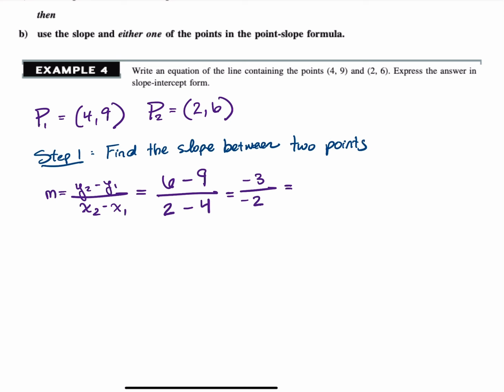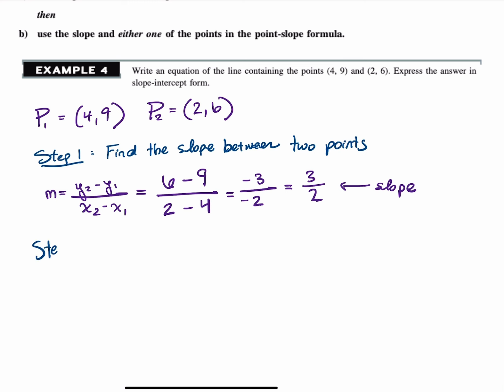Then since both the numerator and the denominator are negative, that'll cancel out. We'll just get 3 over 2. It'll turn positive. So that's our slope. Now we can take this as our m value and pick its second point. Just pick one of these 2 points and plug into point slope form.